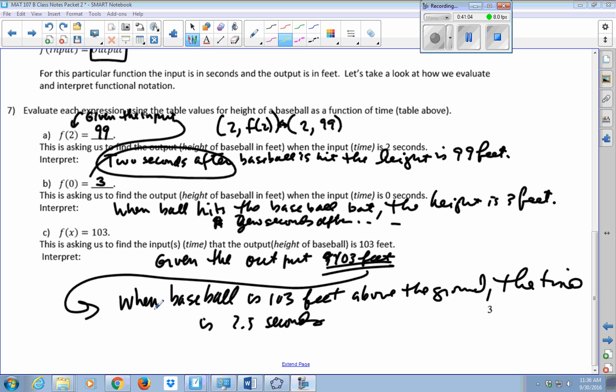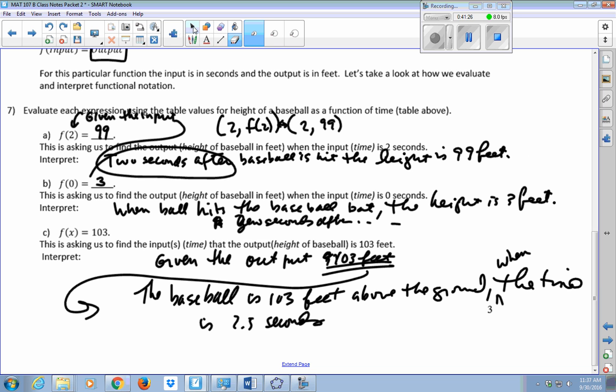So really for this sentence to be a little better grammatically, we could just say the baseball is 103 feet above the ground at or when the time is 2.5 seconds. Okay. But that's a little bit better than starting with the when.